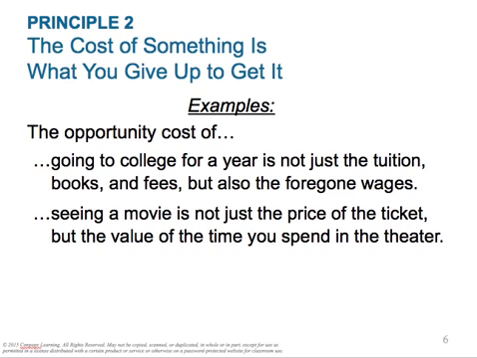Now, I should pause here and say, getting an education has been shown to give you a much higher income in the long run versus someone that doesn't go to college. So you should feel pretty good about that decision.